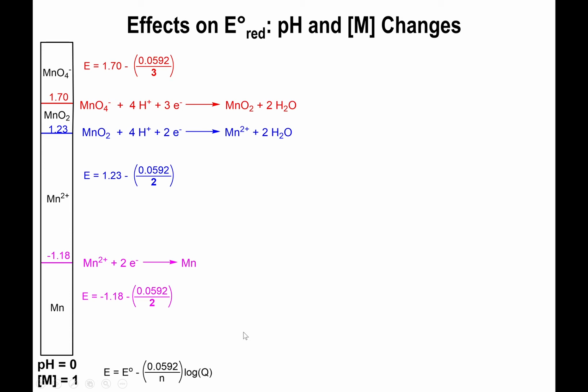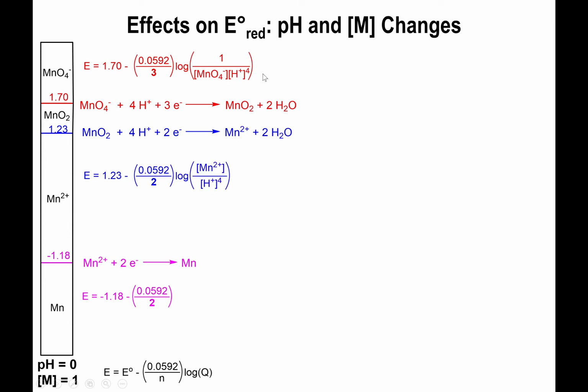Now for the log of Q, we have products over reactants, and remember that only aqueous species or gases can appear in the equilibrium equation. So when we look at the first equation, manganese 4 oxide is a solid that will not make it into the equation. Water is a liquid that will not make it into the equation. Permanganate having a charge and H plus having a charge, those things will be soluble in water and will actually make it in the equation, but they are both reactants, so they only appear in the denominator of the equilibrium expression. Also, don't forget to include your exponent for hydrogen.